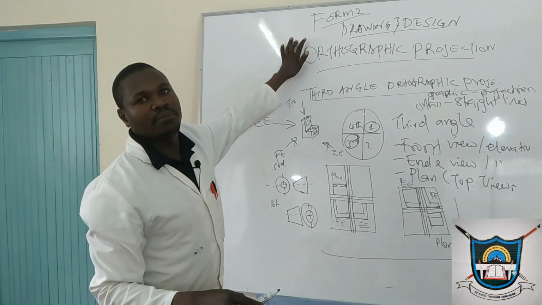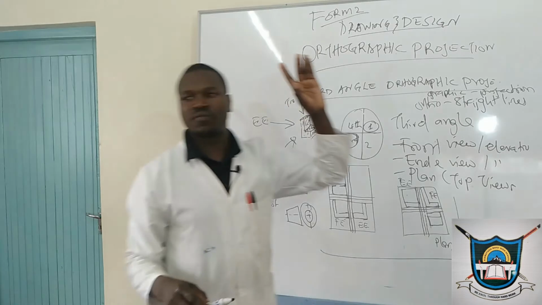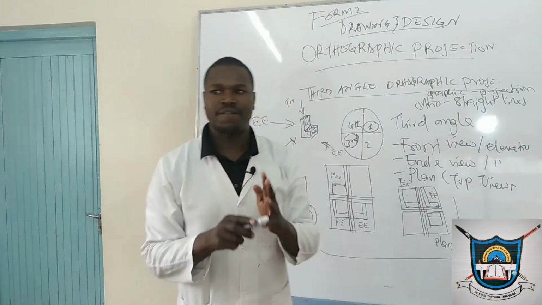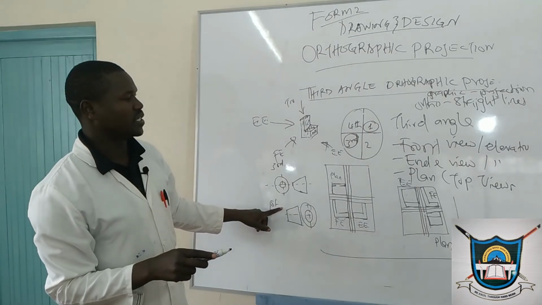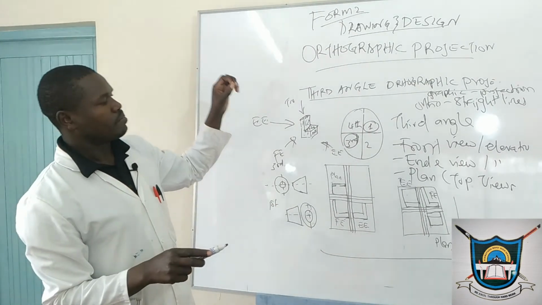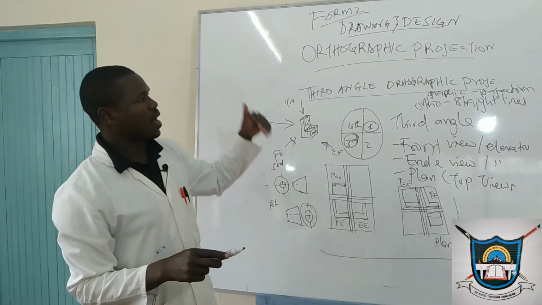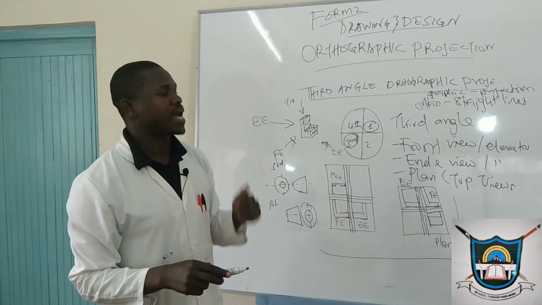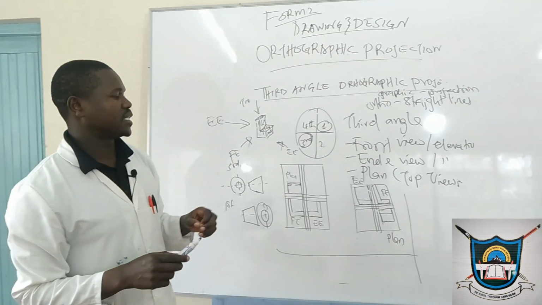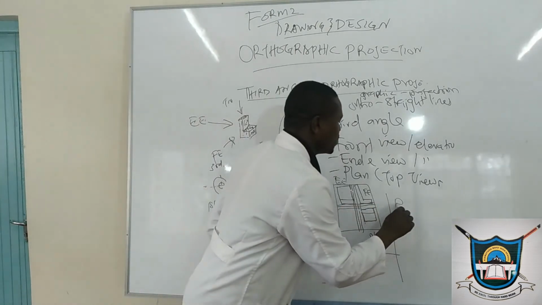Now, students, that's the first type of pictorial drawing, orthographic. We have two types of orthographic drawing, first angle and third angle. They have symbols as indicated here. Make sure that you never confuse these. As we come to the second type of pictorial drawing, isometric, note that orthographic is applicable in building drawings.